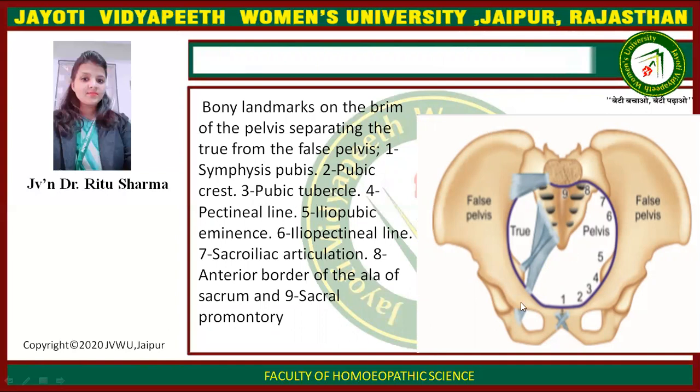First is symphysis pubis, second pubic crest, third pubic tubercle, fourth pectineal line, fifth iliopubic eminence, sixth iliopectineal line, seventh sacroiliac articulation, eighth anterior border of ala of sacrum, and ninth sacral promontory. These are shown in the diagram of the pelvis.